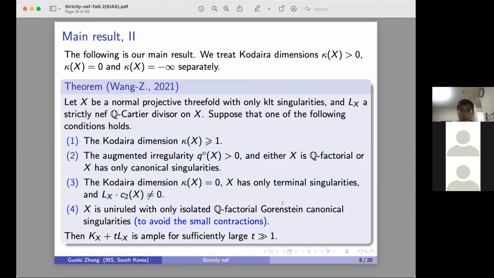Okay, I have a question. In your condition 3, you said the intersection is non-zero. Is it true that if it is non-zero, it is greater than 0? Yeah, if this is non-zero, then this is greater than 0, by, I think, Miyaoka's pseudo-effectiveness of C2. Okay, yeah, this is positive. All right, I see.